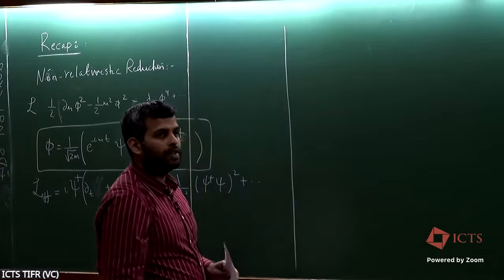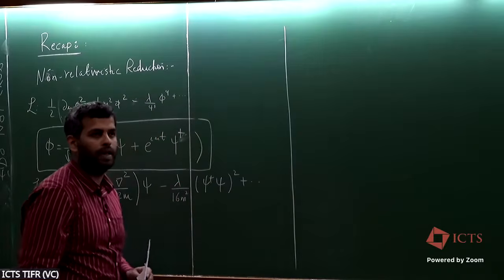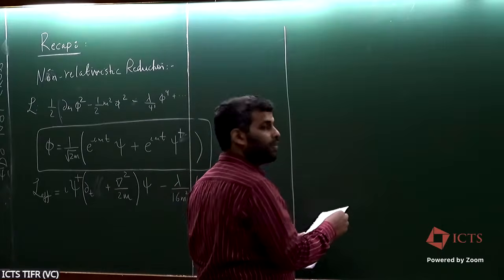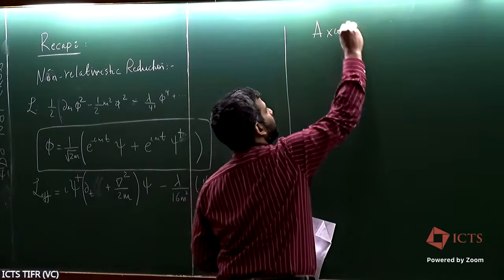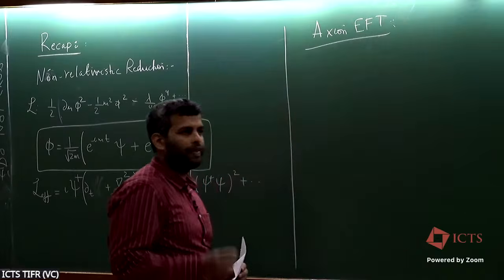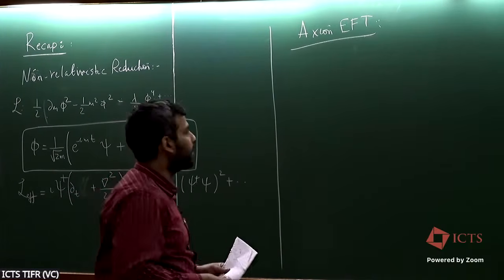So let me start with the simple example in the case of axion EFT. Yesterday, Professor Kaplan explained about axions. So let me write the axion EFT Lagrangian, which is again a real scalar field phi describing the relativistic axion particle phi.